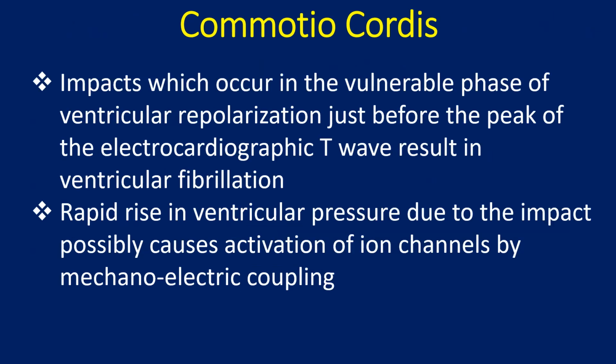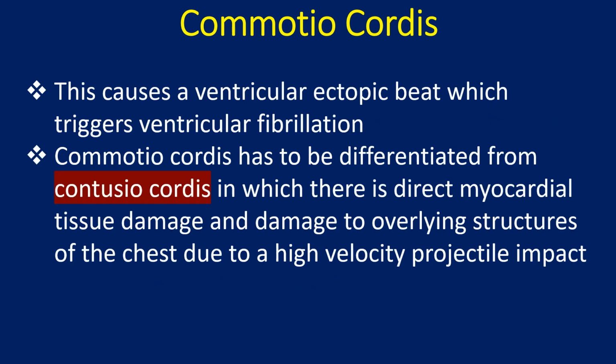Impacts which occur in the vulnerable phase of ventricular repolarization just before the peak of the electrocardiographic T wave result in ventricular fibrillation. Rapid rise in ventricular pressure due to the impact possibly causes activation of ion channels by mechanoelectric coupling. This causes a ventricular ectopic beat which triggers ventricular fibrillation. Commotio cordis has to be differentiated from contusio cordis, in which there is direct myocardial tissue damage and damage to overlying structures of the chest due to a high velocity projectile impact.